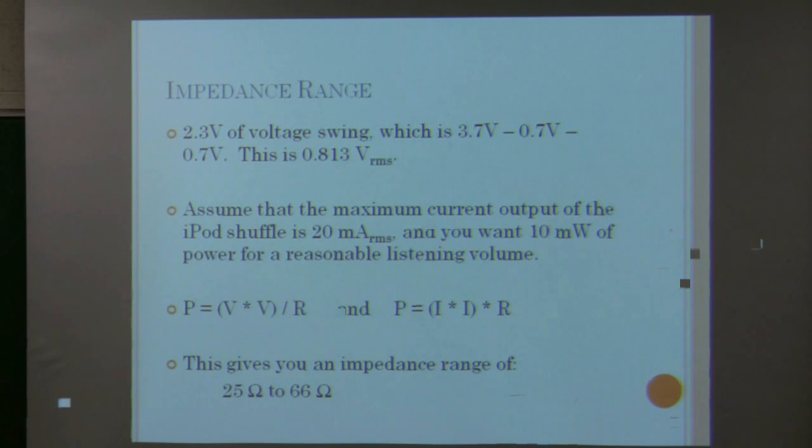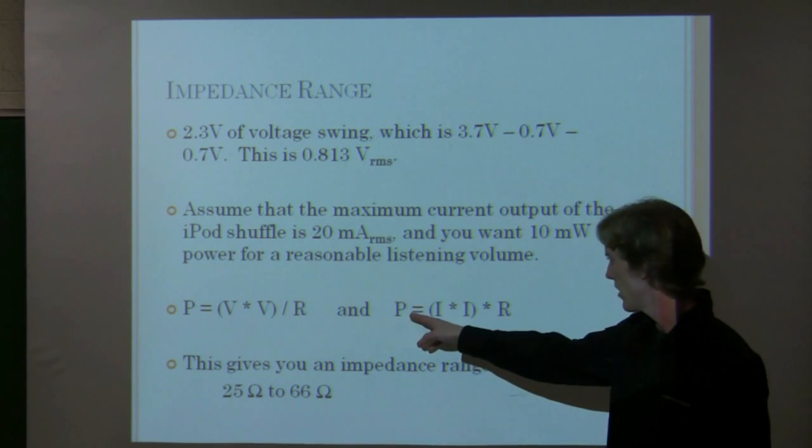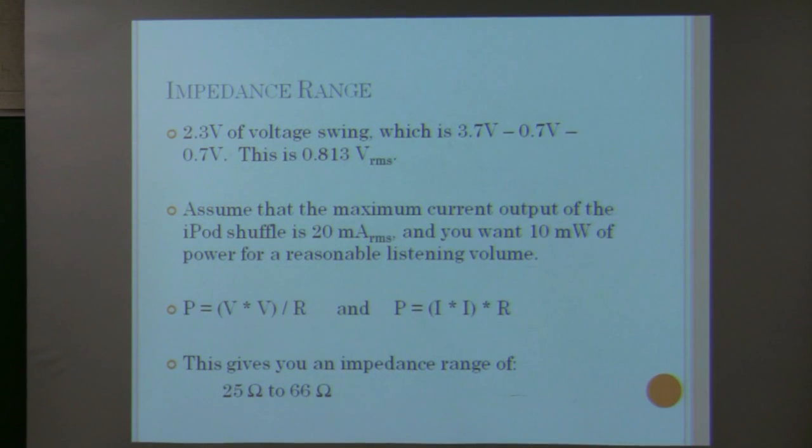On the other hand, so let's do this calculation. You take 0.01 and divide by 0.02, and then divide by 0.02 again. See what you get. 25. There we go. So the lower limit then is determined by the maximum current. If you want to drive a low impedance load, say speakers or something, you need an amplifier that can give you a lot of current.